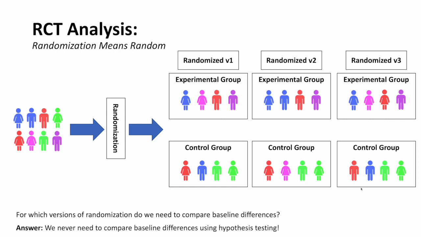So I implore you to never, ever, ever perform baseline testing of groups using hypothesis testing in a randomized control trial. In other studies, it makes perfect sense to do it, but in the case of a randomized control trial, we don't need to test this because any test of baseline differences is going to be based completely on random chance, and we don't need to test for baseline differences between groups.